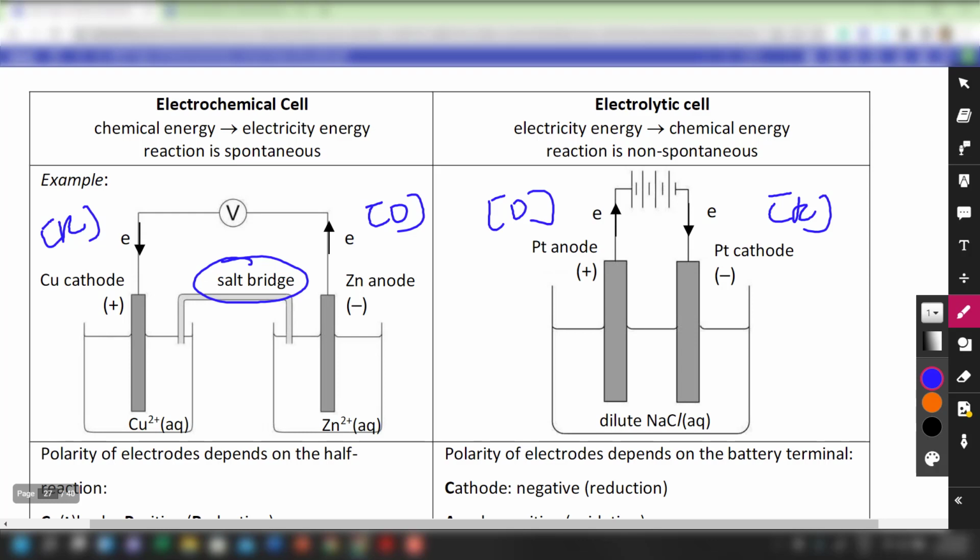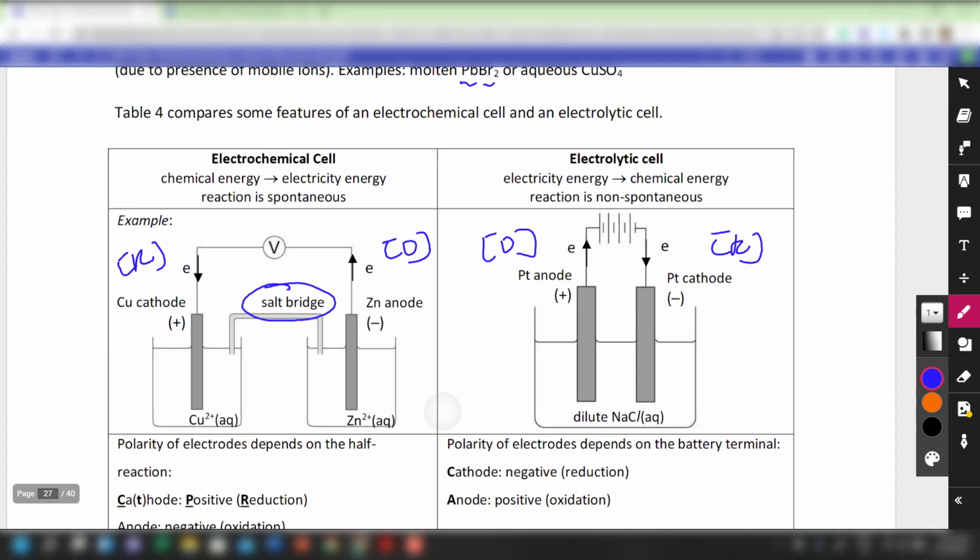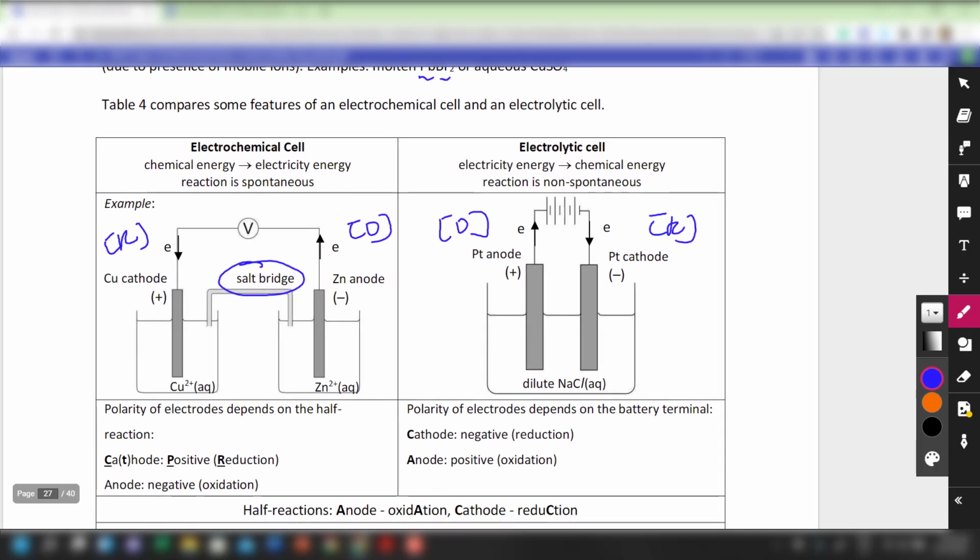The negatively charged cathode will then be able to attract the relevant species, including cations, allowing reduction to take place. So if you really need to remember, just remember that the polarity of the electrodes for an electrolytic cell depends on the terminal to which the electrode is connected. That is very important. And for an electrochemical cell, it depends on what exactly is happening at that particular half cell.